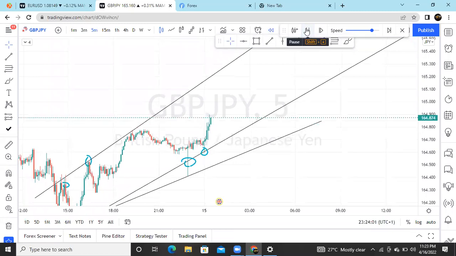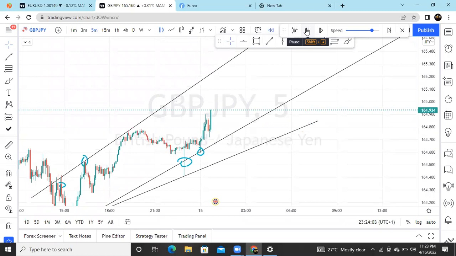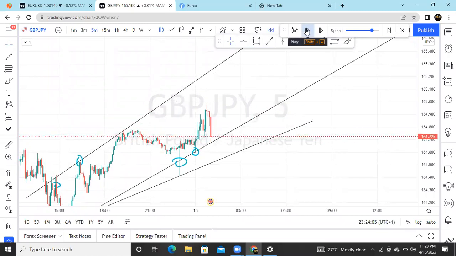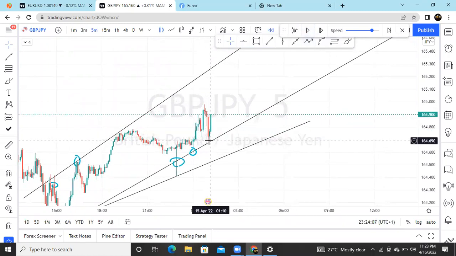So let's play this out. Whenever it comes to our trend line, we take it. Look at this point, we enter. Usually I decide to enter for 2 to 3 minutes. It's just whatever comes to my head.